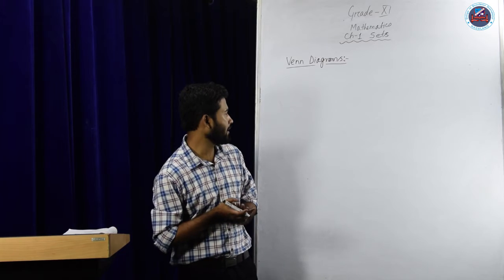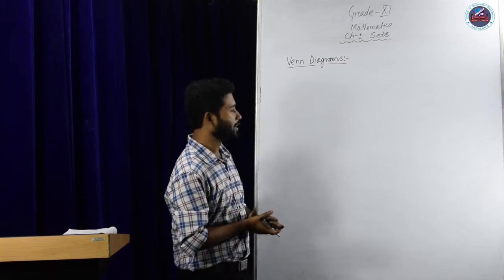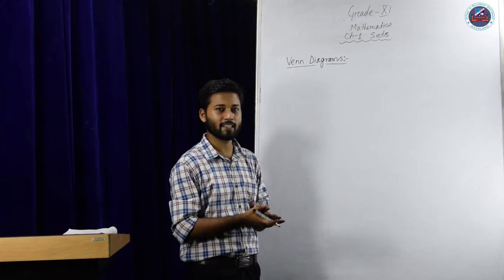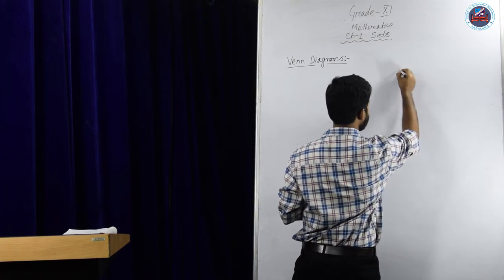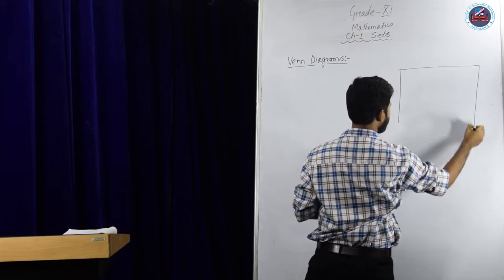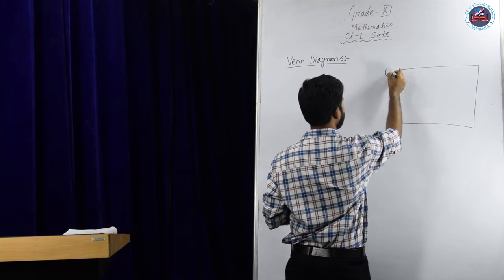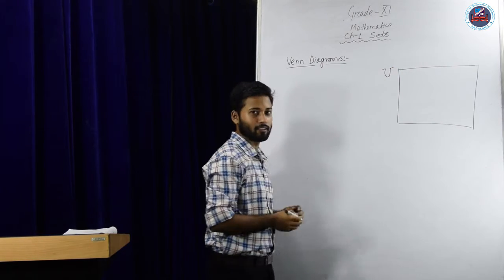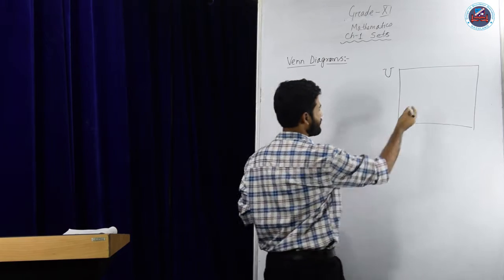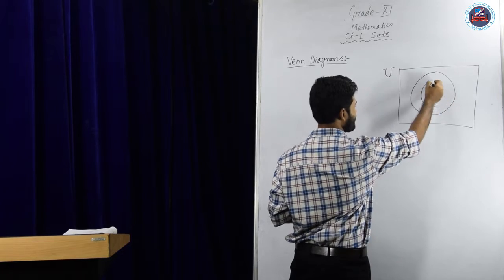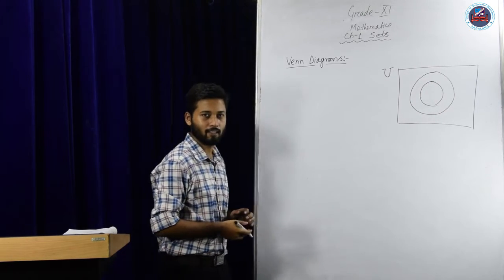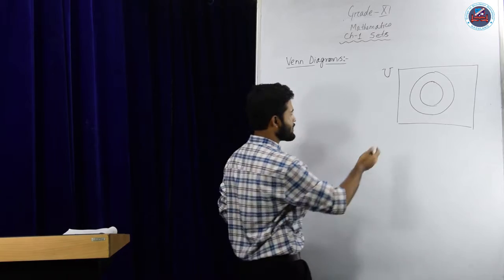So let us see what is a Venn diagram. Usually Venn diagrams help us to represent the sets. In general, we represent the universal set by a closed rectangle and the sets or the subsets inside them by some closed curves. In general, we represent them by circles. So this will represent the subsets.